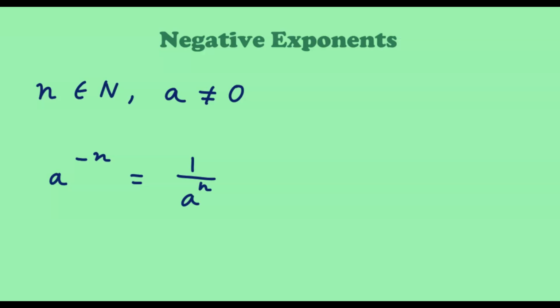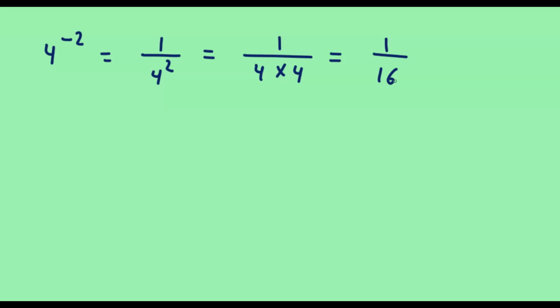So let us consider a few examples to understand this concept of negative exponents. Let us consider 4 to the power of negative 2. This will be equal to 1 divided by 4 to the power of 2. And 4 to the power of 2 is 4 multiplied by itself 2 times. So we have 1 divided by 4 times 4, and that is equal to 1 divided by 16.